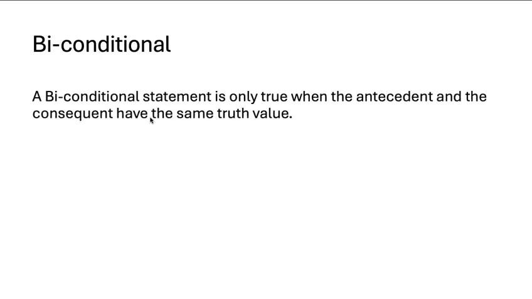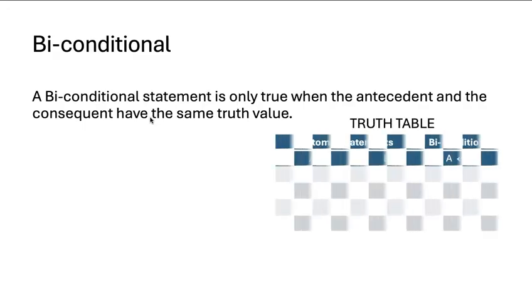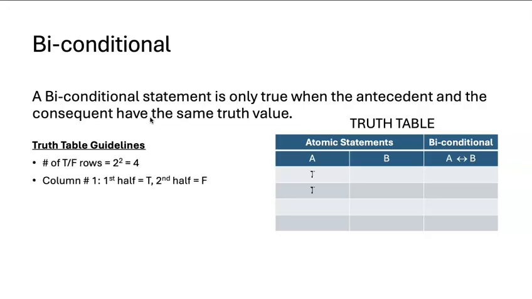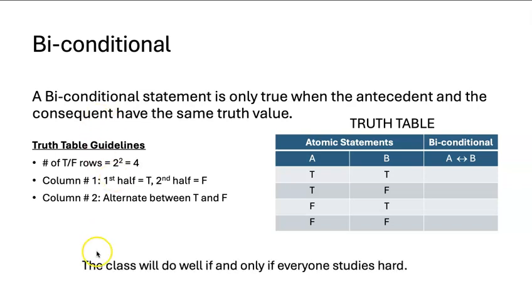Alright, next, the biconditional. So a biconditional statement is only true when the antecedent and the consequent have the same truth value, which means it is false when they have different truth values. So let's go. Alright, same setup. So, an example: the class will do well if and only if everyone studies hard. So A would be the class will do well, and B would be everyone studies hard.